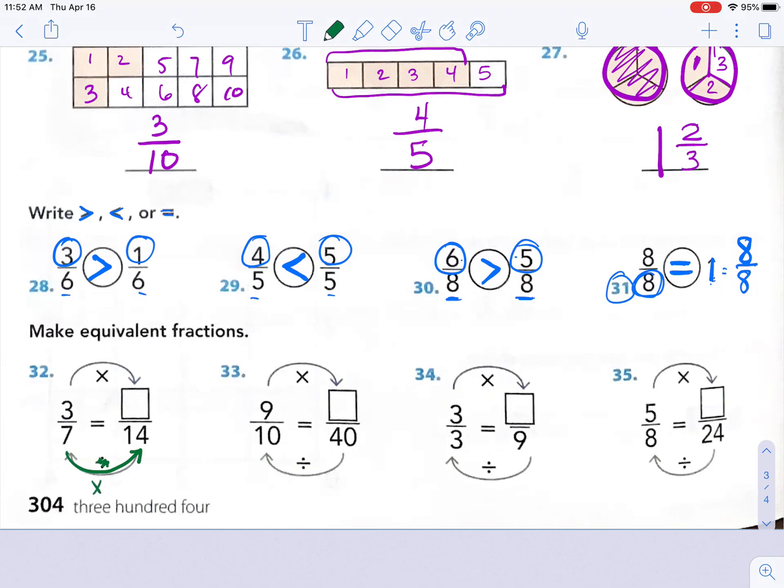So in my mind, I think 7 times what equals 14? 7 times 2, 7, 14, 21. So 7 times 2 equals 14. What I do to the bottom, I also do to the top because I have to split them equally. So times 2. 3 times 2 equals, you know this, 6.